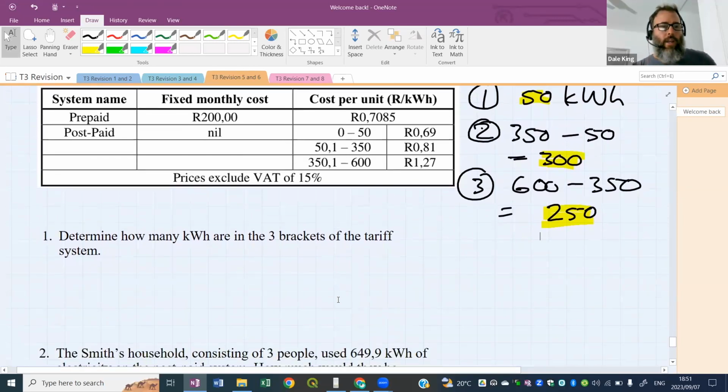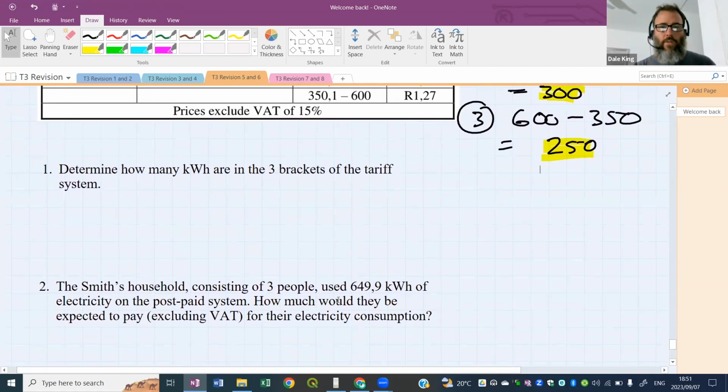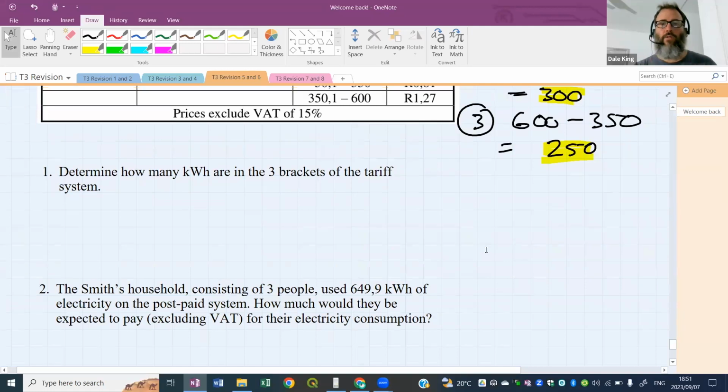Next question. The Smiths household consists of 3 people. They use 649.9 kilowatts of electricity on the post-paid system, the tariff 1. How much would they be expected to pay, excluding VAT, for their electricity?